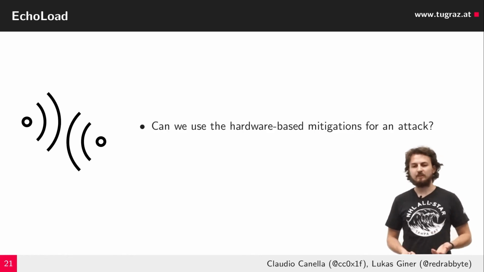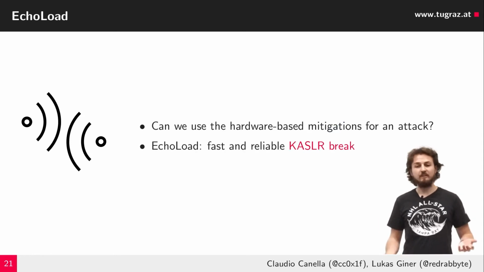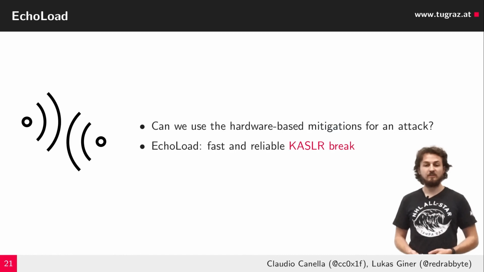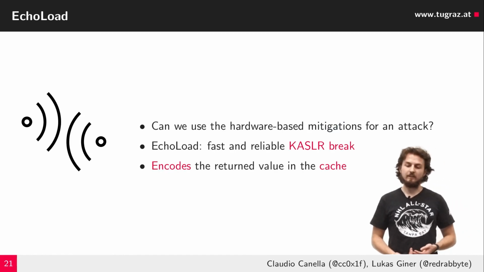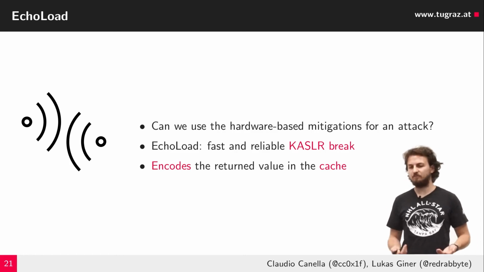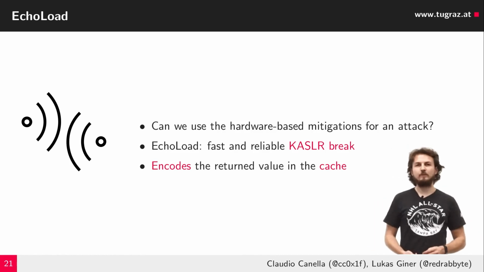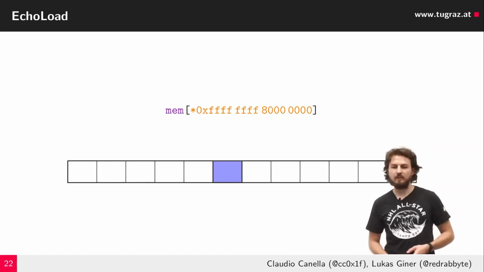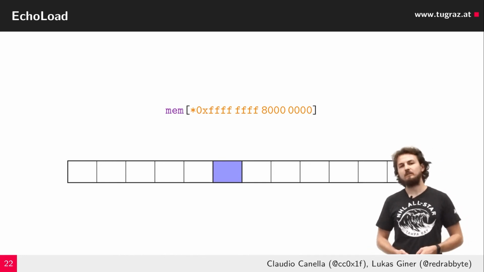So the question then that we asked ourselves, can we now build an attack with this? And the answer is yes. We called the attack EchoLoad. It's again a fast and very reliable KASLR break. And it again uses the cache to encode the returned value and we later retrieve it from there using Flush+Reload. If we try to visualize how this works, we have this very simple example. We again have on the bottom the location of the kernel and the possible offsets where it can be mapped.